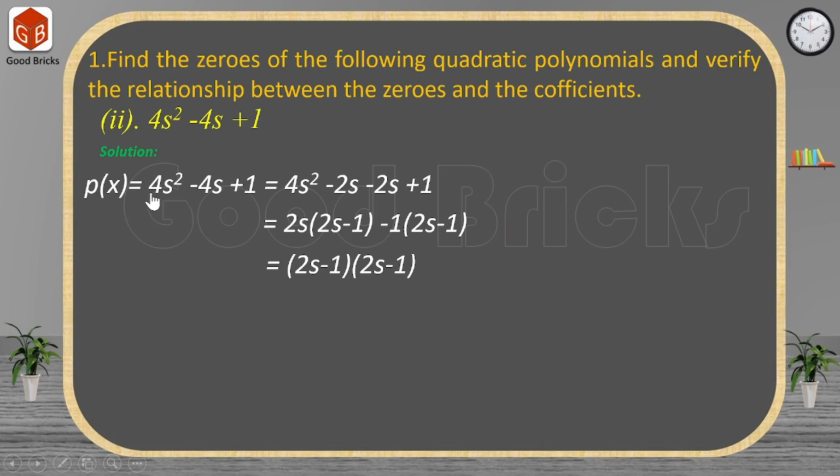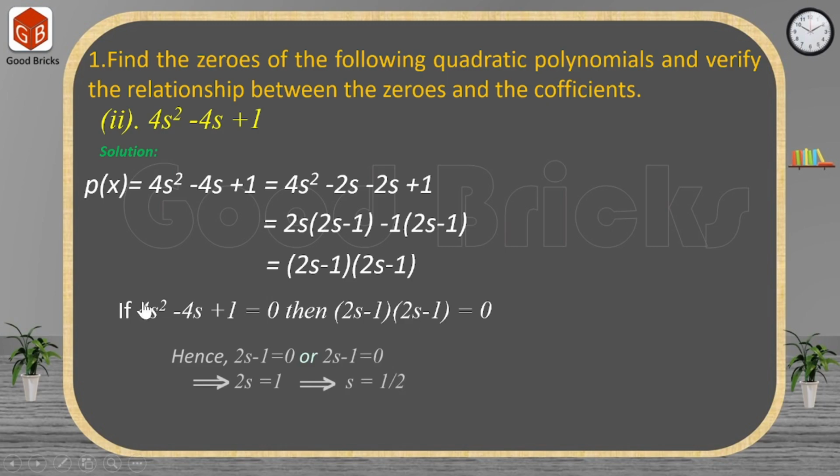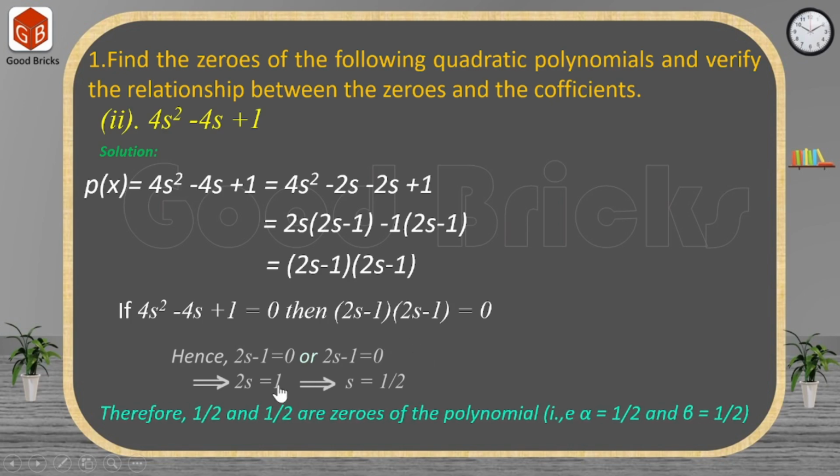Now if this given polynomial is equal to 0, then the product of these two factors also should become equal to 0. That is what we have written. Now if the product of these two things is equal to 0, then either this or this should be equal to 0. If this 2s minus 1 is equal to 0, then 2s is equal to 1 and s is equal to 1 by 2. Similarly, from this also we will get the same. It means it has two equal zeros. Finally, we got 1 by 2 and 1 by 2 are the zeros of this given polynomial, and generally we denote these zeros with alpha and beta.